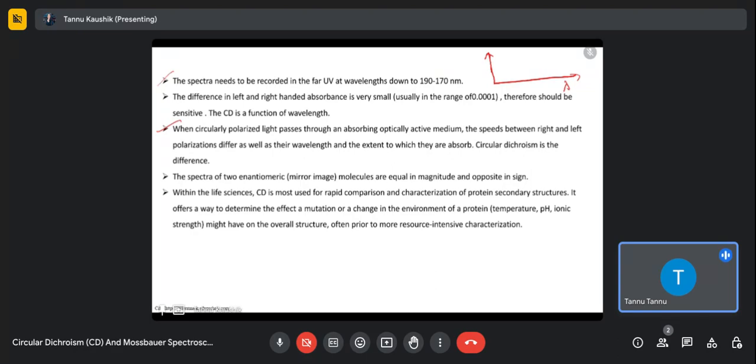So the spectra of two enantiomeric molecules are equal in magnitude and opposite in sign. CD is most used for rapid comparison and characterization of protein secondary structures. It offers a way to determine the effect of a mutation or a change in the environment of a protein, such as temperature change, pH change, ionic strength change, which might affect the overall structure. So, circular dichroism is a very important spectroscopic technique to find out the differences in the secondary structure of the protein.